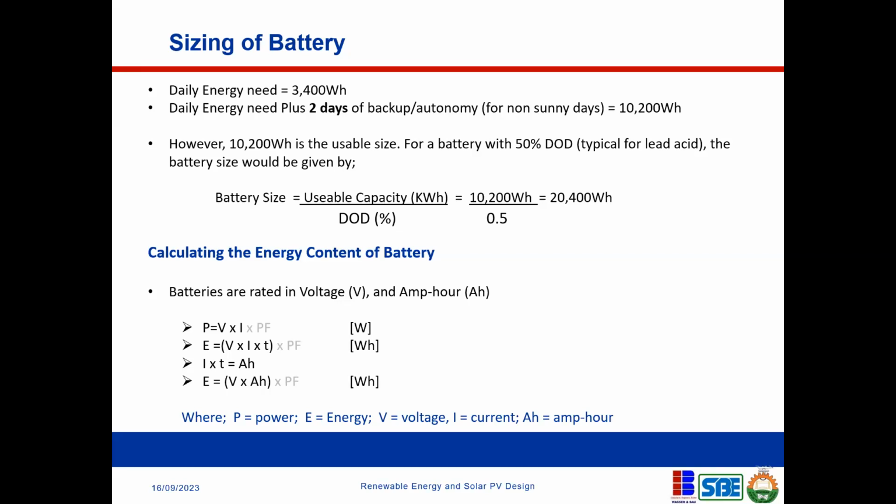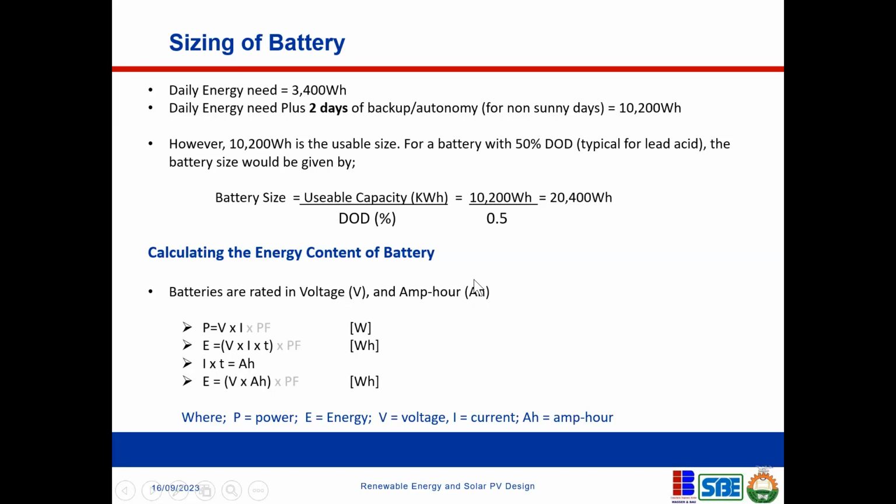So if you're told that your battery is 12 volt and 200 amp hour, how do you calculate the energy in terms of kilowatt hours? That is what I want to establish here before we proceed. Most batteries are rated in voltage and amp hour. Now we know that power is equal to voltage times current, then times power factor to have actual real power. Now, energy is equal to voltage times current times time. That is energy, right? Now we know that this amp hour that we are seeing here is current times time.